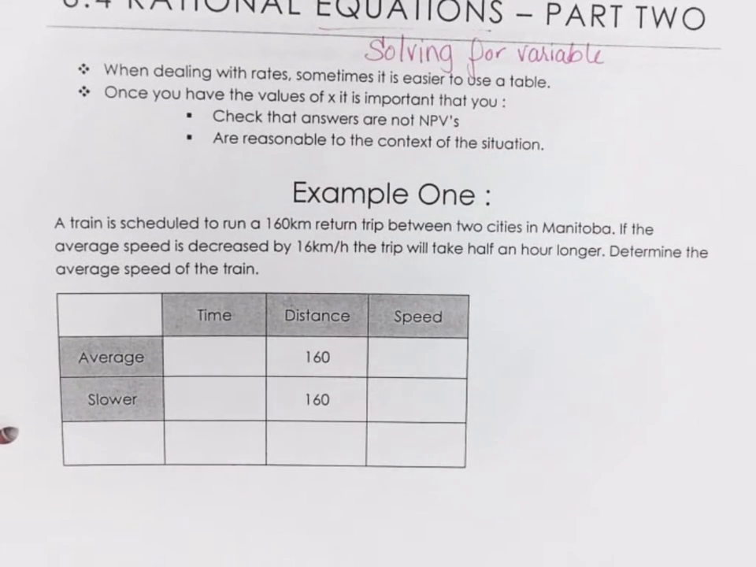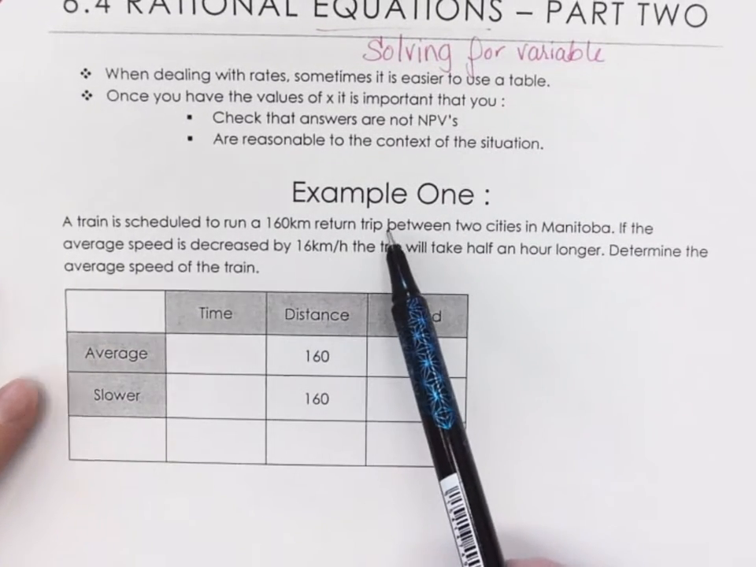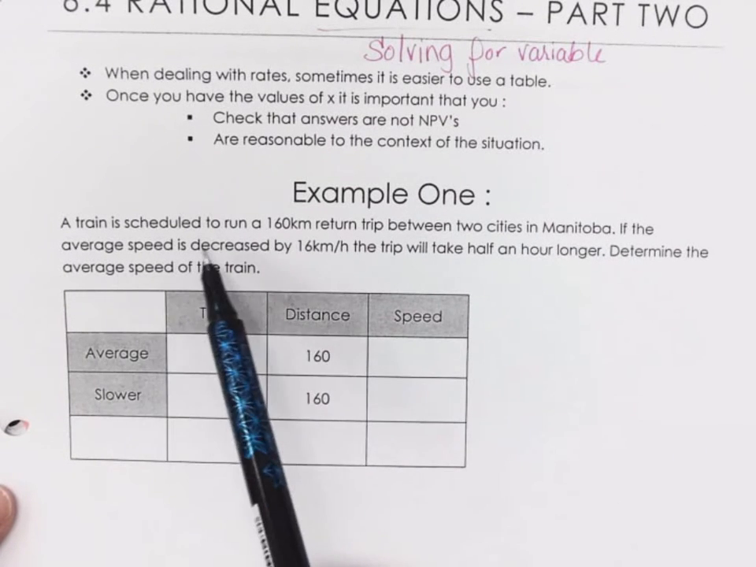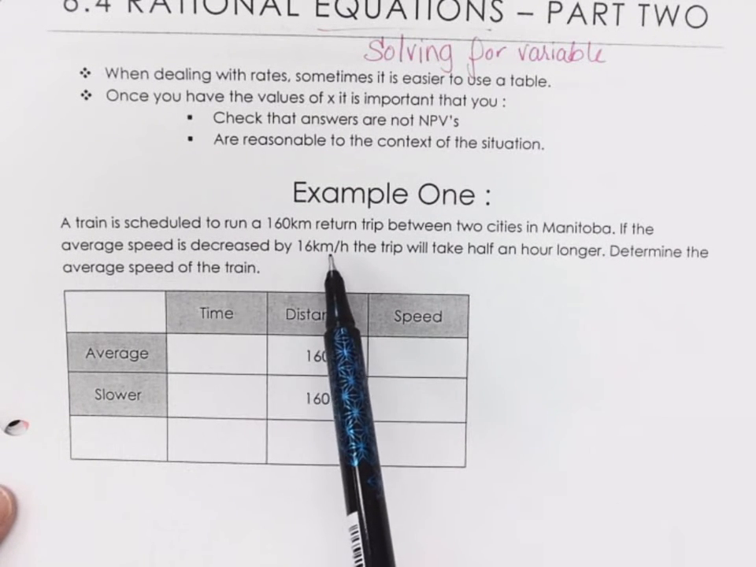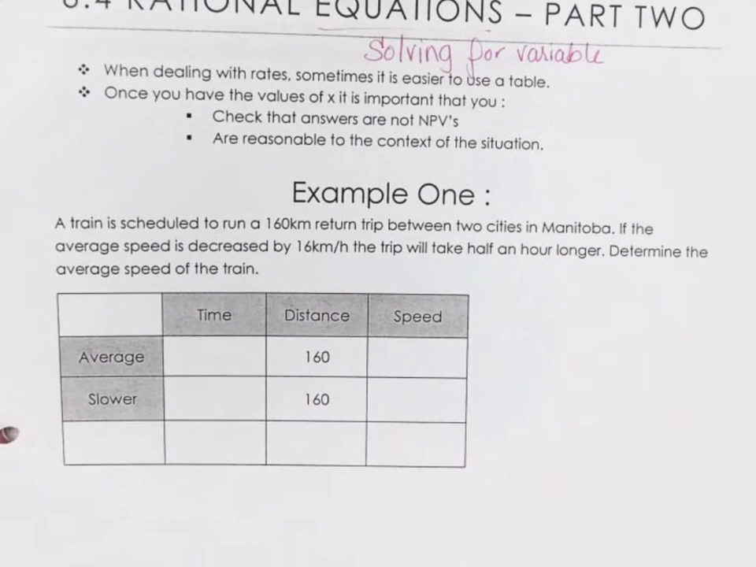Okay, so a train is scheduled to run a 160-kilometer return trip between two cities in Manitoba. If the average speed is decreased by 16 kilometers an hour, the trip will take half an hour longer. Determine the average speed of the train. Got it? Doesn't seem like a lot of numbers, right? This goes back to the max-min problems. We didn't have a lot of numbers in them. There's not a lot to work with, but there's lots of stuff.